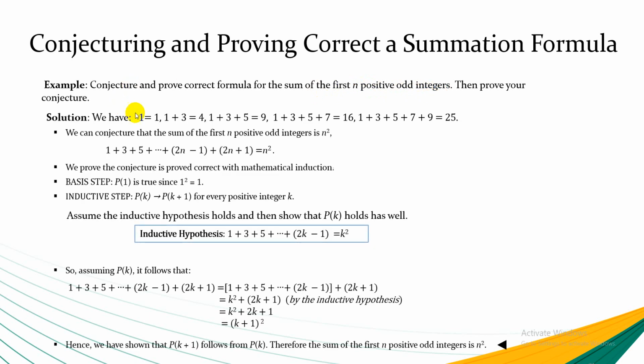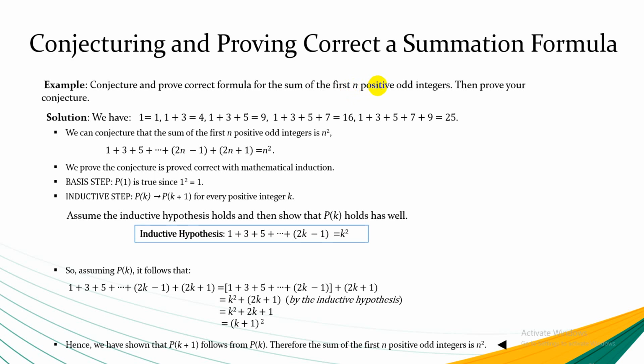So to conjecture this, let's say, okay, for n equal to 1, we will get 1 is equal to 1. For n equal to 2, we'll have 1 plus 3, which is equal to 4. For n equal to 3, we will have 1 plus 3 plus 5, which is equal to 9. For n equal to 4, we will have 1 plus 3 plus 5 plus 7, because we know that the odd integers are 2n plus 1.